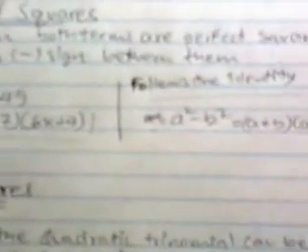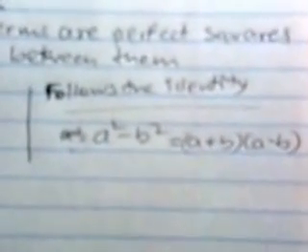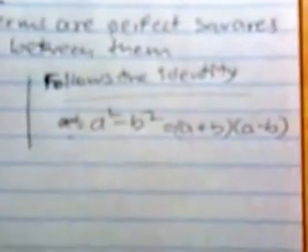This method is used when both the terms are perfect squares and there is a negative sign between them. This follows the identity a square minus b square equals a plus b into a minus b.